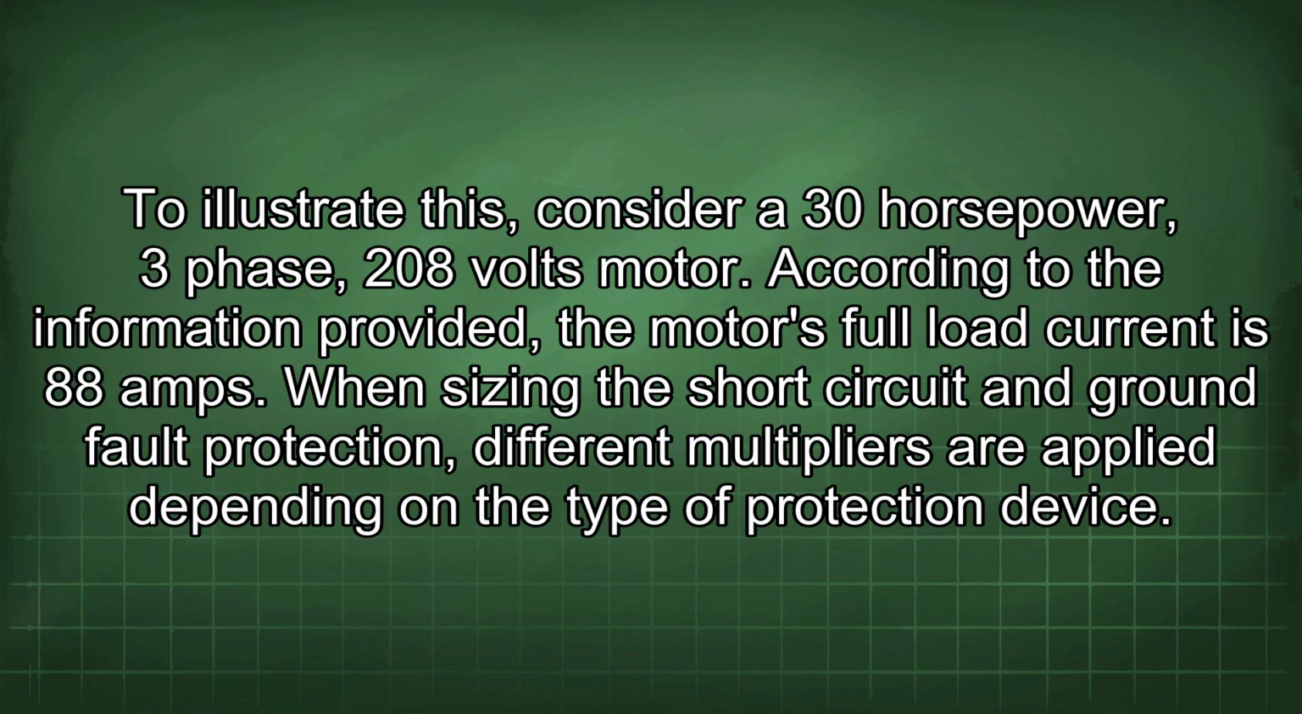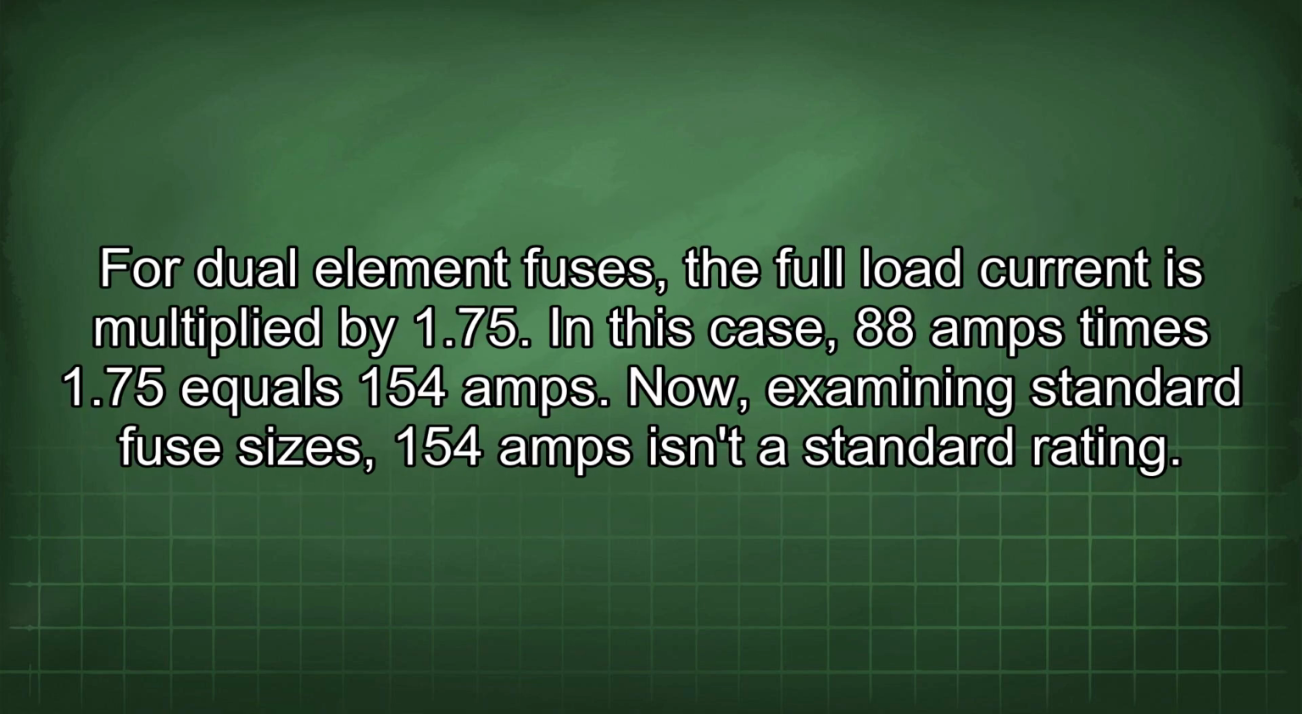To illustrate this, consider a 30 horsepower, 3-phase, 208 volt motor. According to the information provided, the motor's full load current is 88 amps. When sizing the short circuit and ground fault protection, different multipliers are applied depending on the type of protection device. For dual element fuses, the full load current is multiplied by 1.75. In this case, 88 amps times 1.75 equals 154 amps.